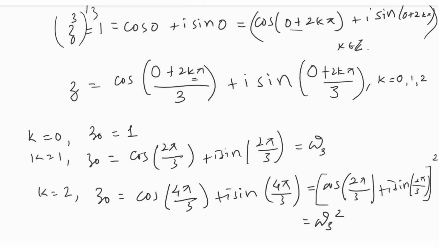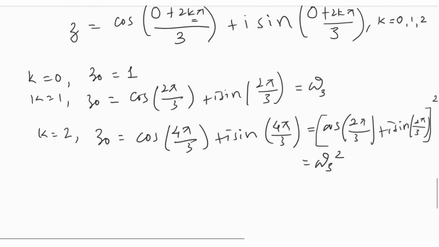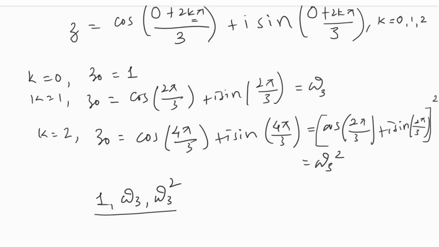Why do we have omega 3? Because for cube root we can denote it as omega 3, for nth root we can denote it as omega n. Okay, so these are the three roots you will have: 1, omega 3 and omega 3 square. These are the cube roots of unity that you have.